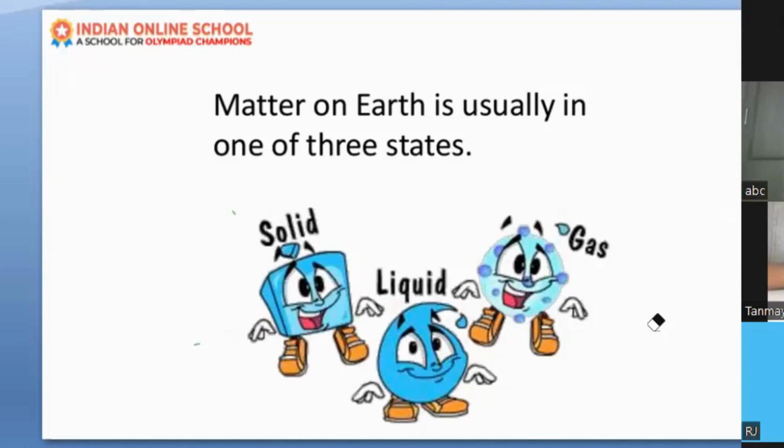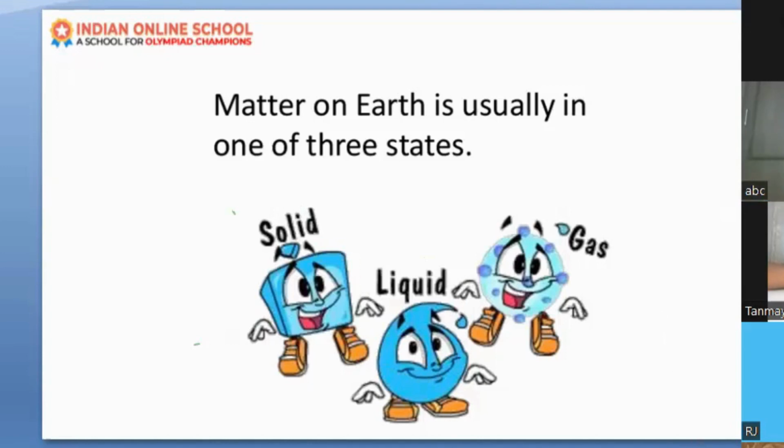Exactly. If I'm keeping solid ice cube out from the refrigerator, what would happen? It will change into what? Water. Liquid. Yes, another state of matter. And if I'm taking that liquid and putting it over the stove in a container for heating, what would happen? It will change into what? Gas. Exactly. Gas. Perfect answer.